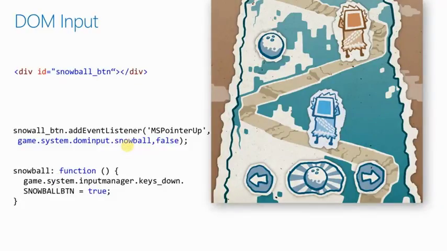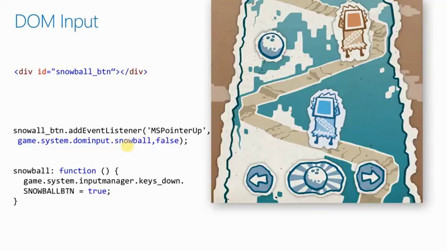Next up, I'm going to show you the DOM input. This is the code for the snowball button. This one's going to use a special Windows MS-specific event. It's going to pass the MS pointer up. This is useful because it helps indicate for touch systems a little better than the normal click event does.